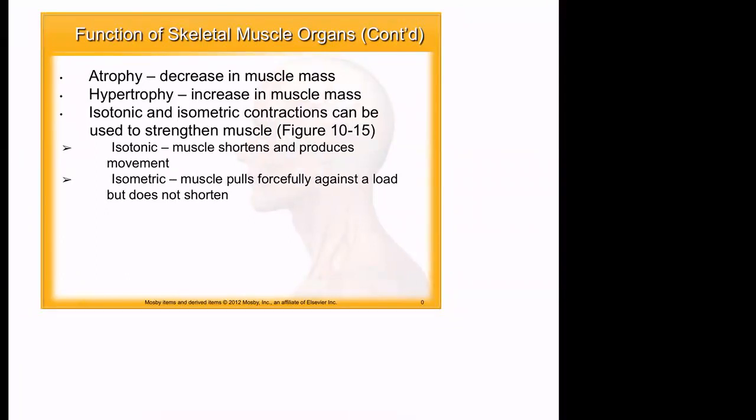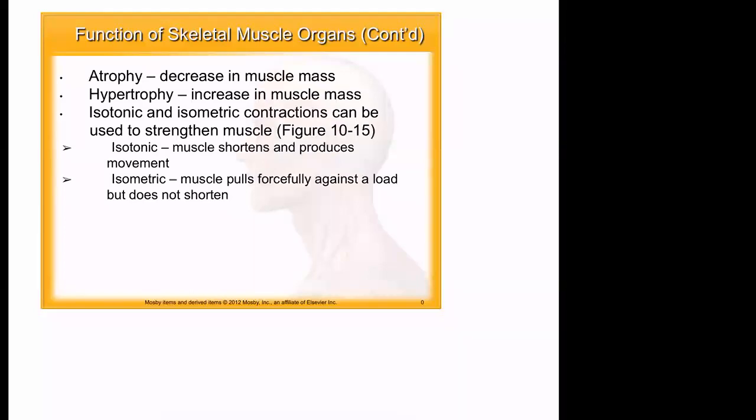Atrophy, decrease in muscle mass. This is the result of a decrease in muscle cell size and or muscle cell number. Hypertrophy is just the opposite of that. Hypertrophy is an increase in muscle cell size or muscle cell number.